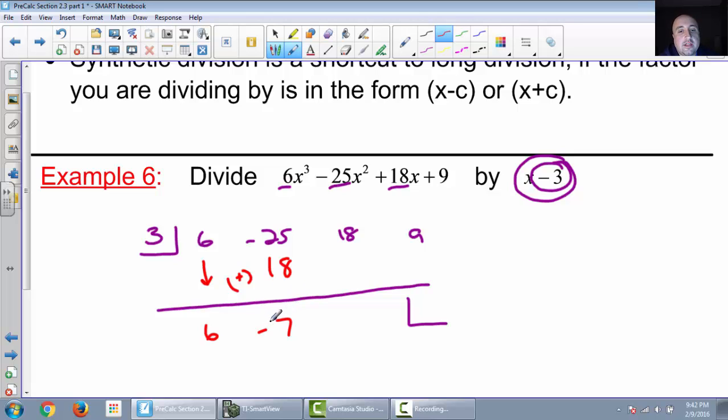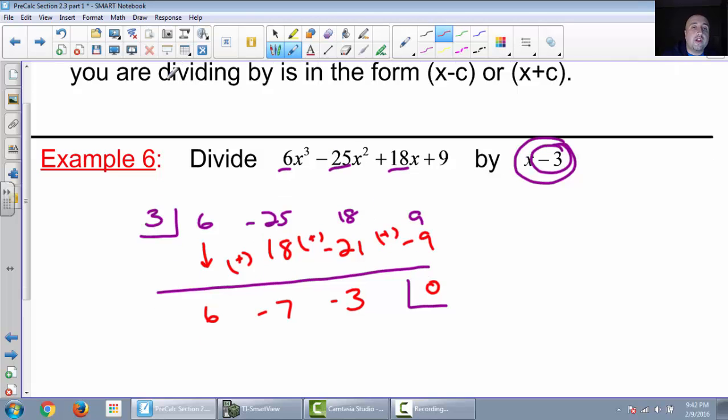Now we're going to multiply. Negative 7 times 3 is negative 21. Now we're going to add again. 18 plus a negative 21 is negative 3. Multiply. Negative 3 times 3 is negative 9. Add. 9 plus negative 9 is 0. Okay, so now how do we write our answer?